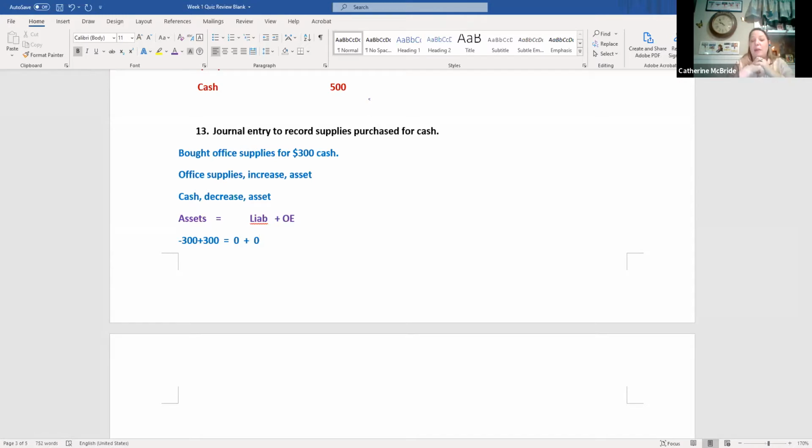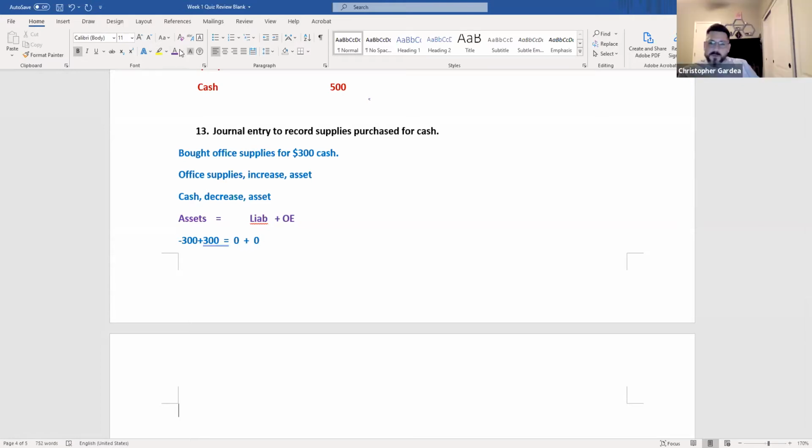So it still balances, right? Mm-hmm. It doesn't have to be two sides of the accounting equation. You can have a transaction on one side of the equation and you're okay. I just wanted to point that out. Now we'll do the journal entry for them.